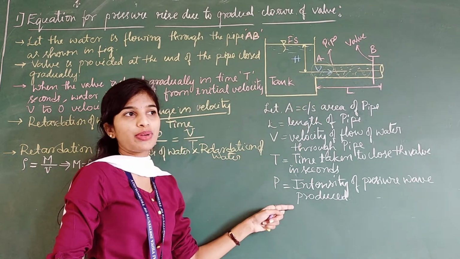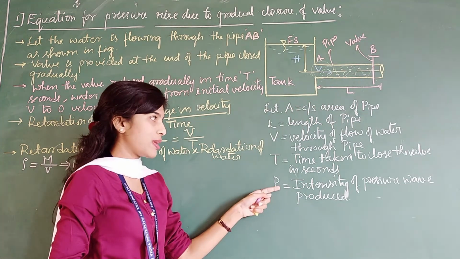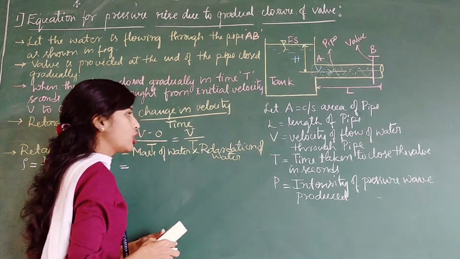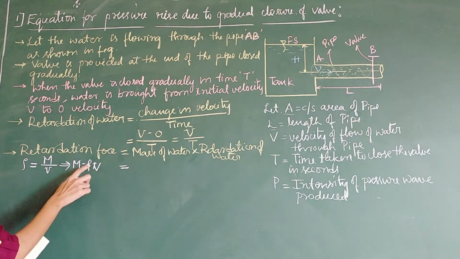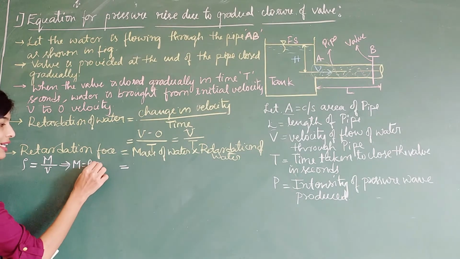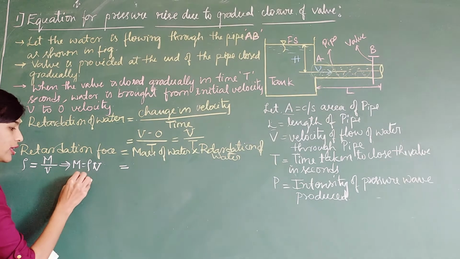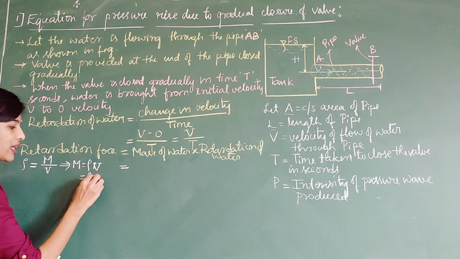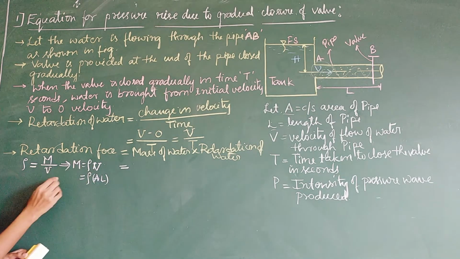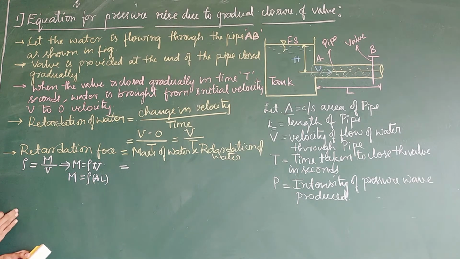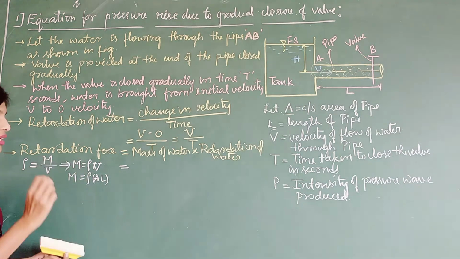So we are going to obtain the equation for this P. The volume is area into length. So mass is equal to density into volume, so it is density into area into length. Volume is area into length, so mass will be equal to rho into A into L.